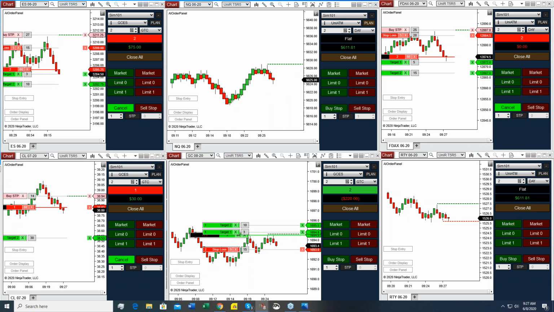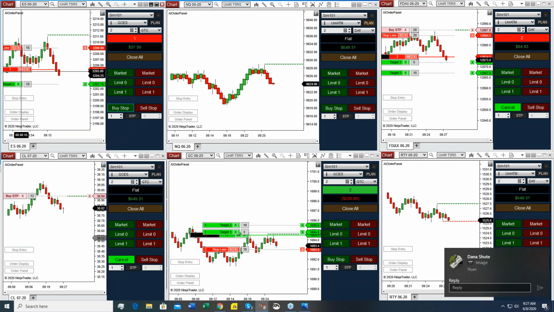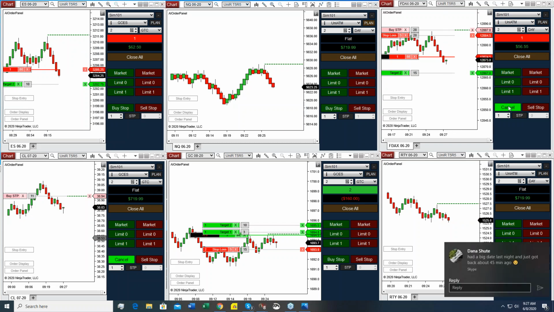DAX filled a short here. Target filled. ES got first target. Order filled. Cancel the buy stop there. Break even. Target filled. First target on the DAX. Cancel the buy stop. Break even.